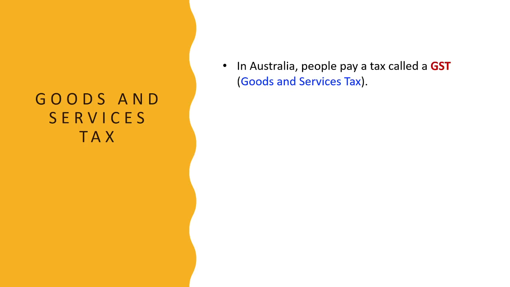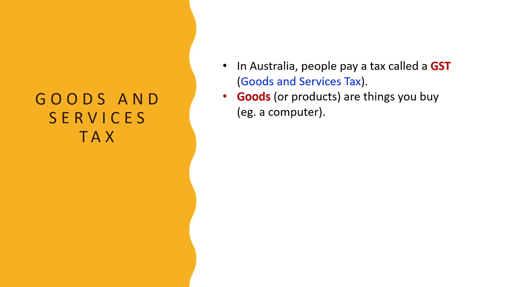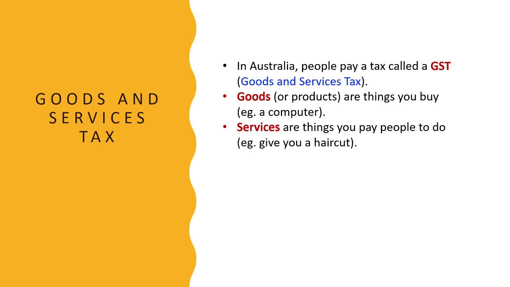So in Australia, we have something called GST, or Goods and Services Tax. This is a tax that is placed on goods, which are things that you buy, such as computers, iPhones, any physical item, and services that you pay people to do, such as getting a haircut, or doing your lawns, or anything that people are actually doing. You don't get something physical.